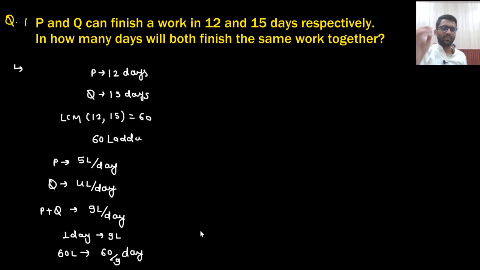Did you understand this problem? It is very easy. Whatever numbers we see, 12 and 15, we take the LCM. Now what is my work? My work is eating 60 laddus. P is eating 5 laddus per day and Q is eating 4 laddus per day. If they work together, in one day 9 laddus are eaten. The task is to eat 60 laddus, so it will take 60 by 9 days. That's it. Very simple.